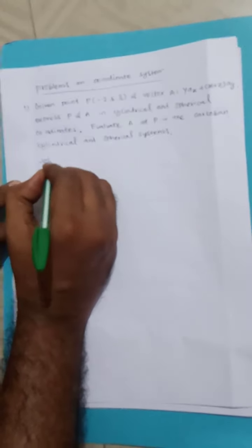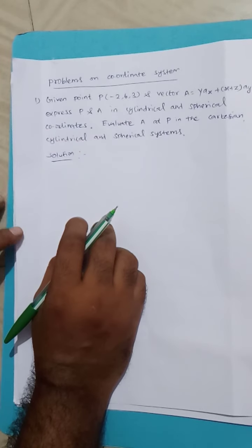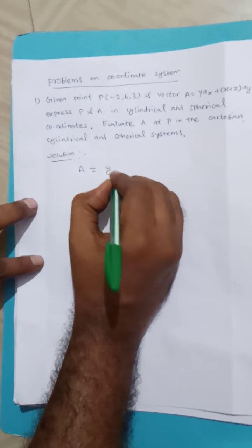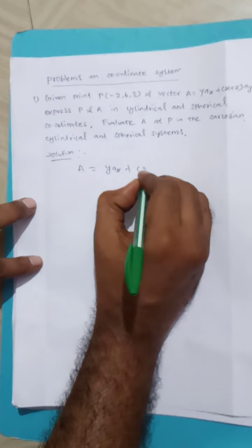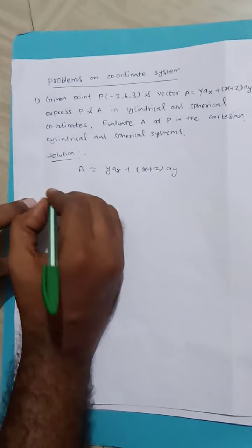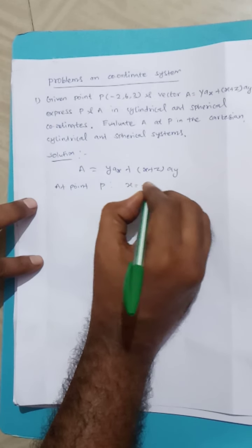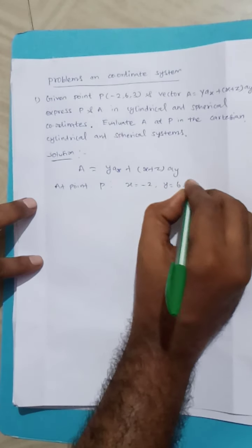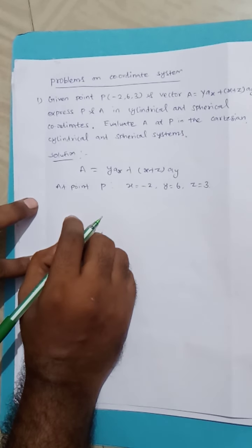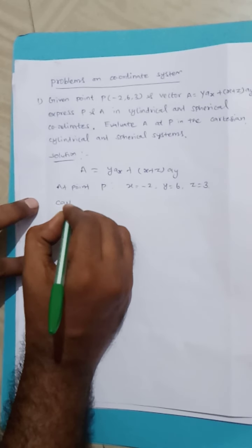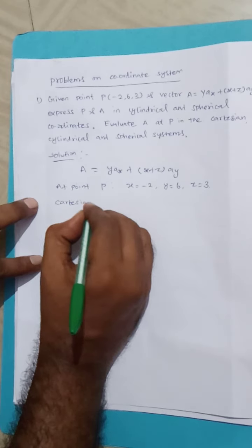So we need to use the conversion formulas, Cartesian to spherical and Cartesian to cylindrical coordinate system. They are given the vector A, which is y a_x plus (x plus z) a_y, and they are given the point P. At point P only we need to find all the values, where x equals -2, y equals 6 and z equals 3. Before finding those values, we need to find the corresponding cylindrical and spherical coordinates.